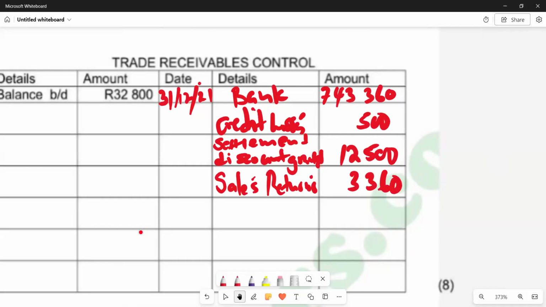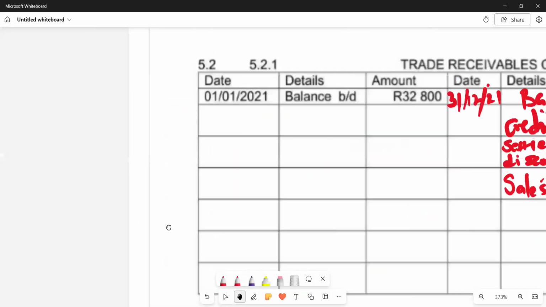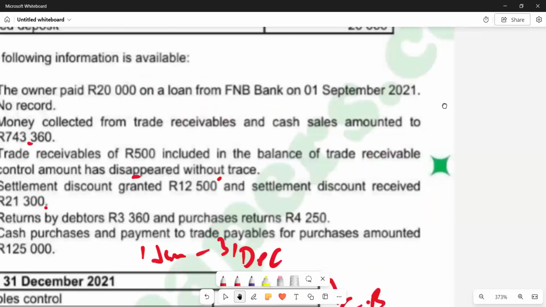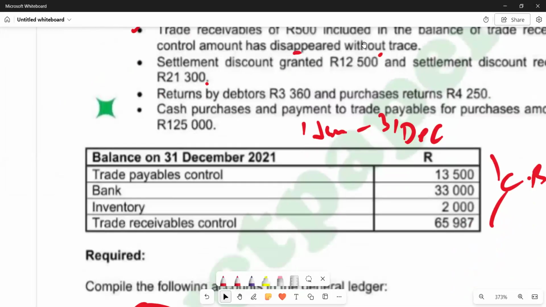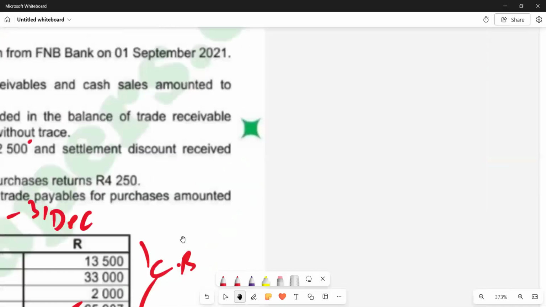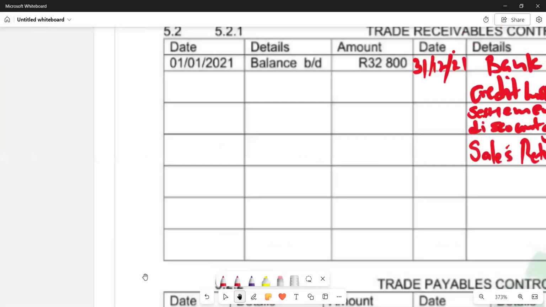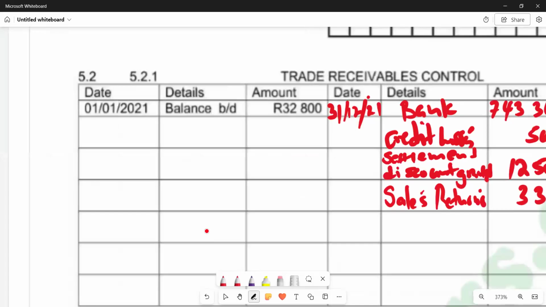And obviously, we can now try to see if we have any other entry that we can put there. As we go through the question, we do not have any other entry that we are supposed to put, but obviously we have our closing balances, and trade receivable control is one of them. So this will go to balance c/d at the end. It means our balance b/d is here. So balance b/d obviously has to come in balance c/d.